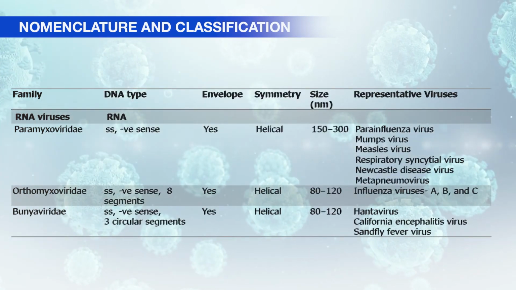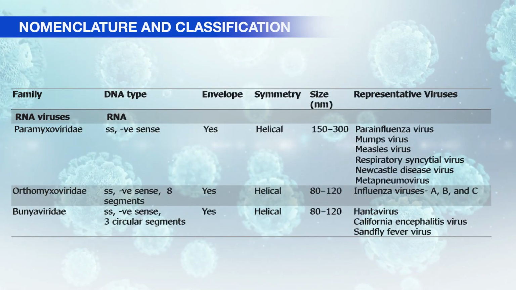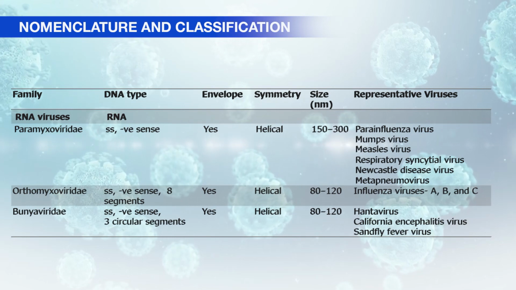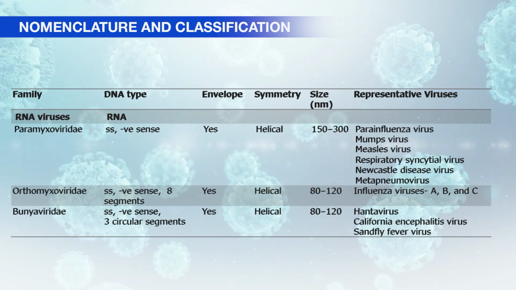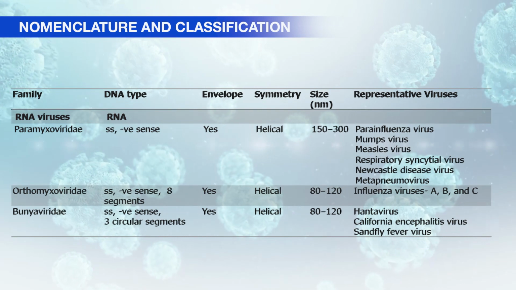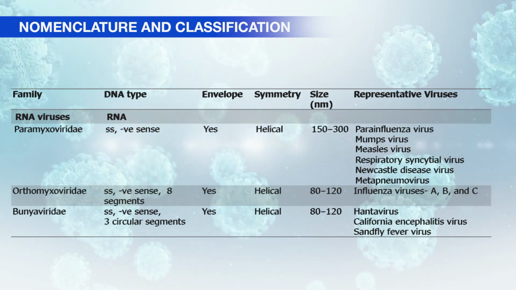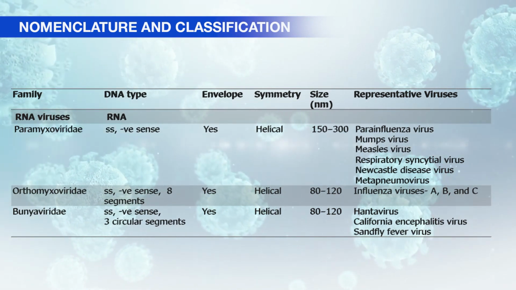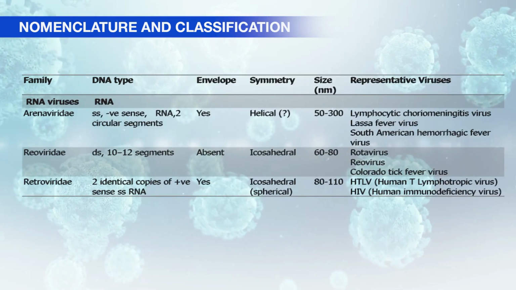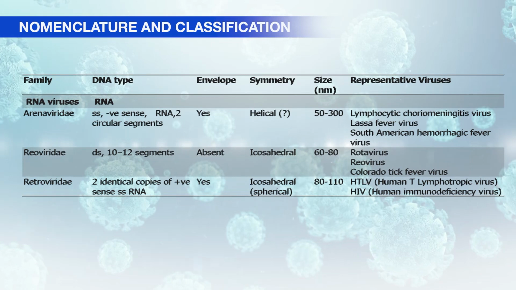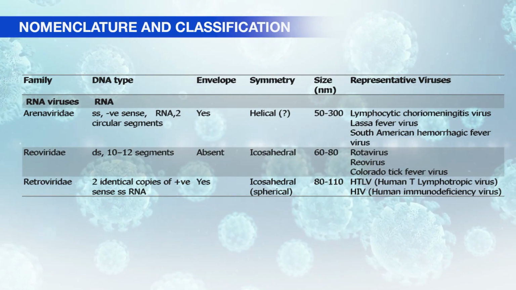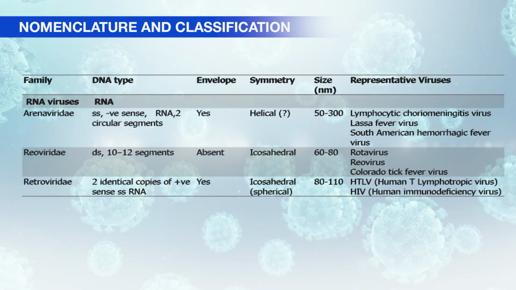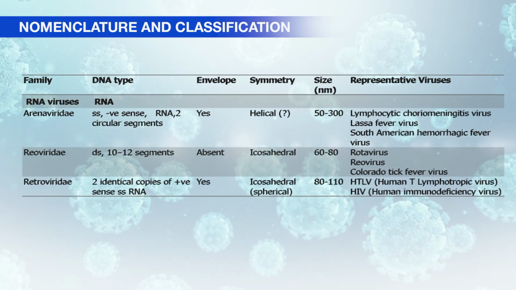The other RNA viruses in the table have a different RNA type, that is, negative sense single-stranded RNA, which is helical in shape. This is seen in the Rhabdoviridae family, where the most common virus you encounter is rabies virus, and in the Filoviridae family, in which you can see Marburg virus and Ebola virus. The next group of RNA viruses all have helical symmetry with a single-stranded negative sense RNA strand. A special mention is Bunyaviridae, which has 3 circular segments. Hantavirus is an example.